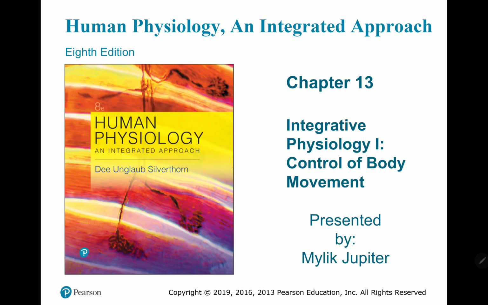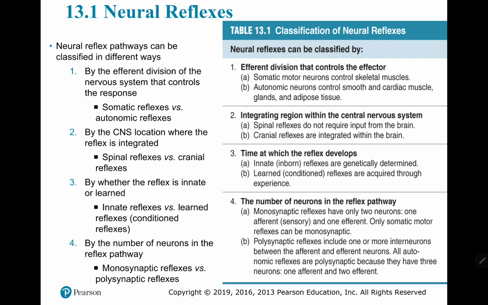When we're looking at the integrative physiology, remember that these are going to be the 4 types of classifications of a neural reflex. Number 1, we can classify a neural reflex by the efferent division that controls the effector, right? So if it's a somatic or an autonomic reflex, that's the efferent division, going toward either muscle, somatic, or gland or organ, autonomic, right? We can also classify neural reflexes based on the location where that reflex is being integrated. Is it a spinal reflex or is it a cranial reflex? Is it being integrated at the spinal cord or the brain?